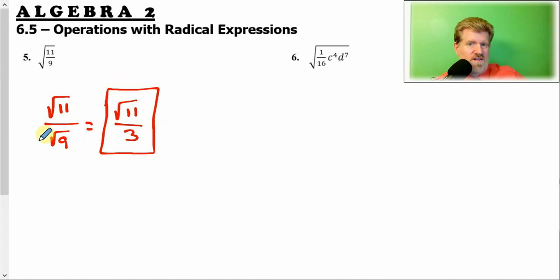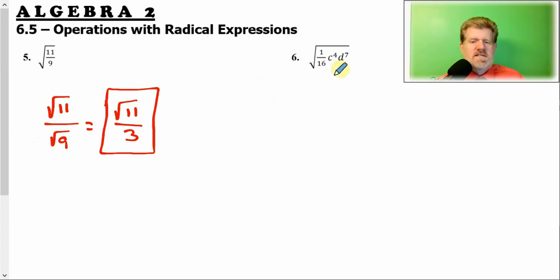Now remember, one of the things about simplification is we cannot have a radical that stays in the denominator. So if this didn't come out to be a whole number, we'd have to do something else, and that's called rationalizing. I think you remember that. We're going to take care of that later, in this section a little bit later on.